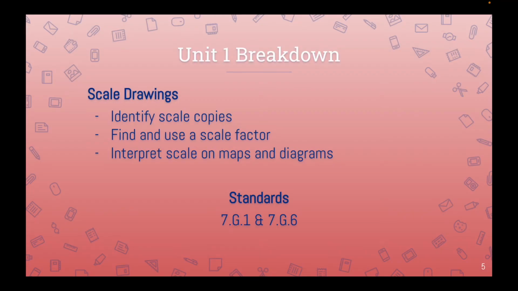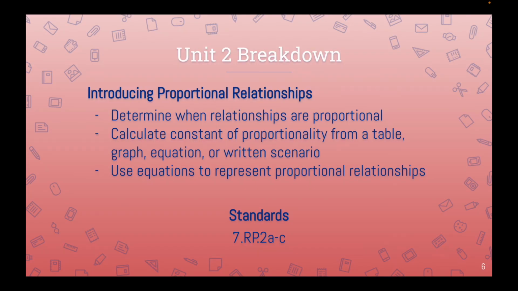Here are our unit breakdowns. Unit 1 is about scale drawings. Students will identify scale copies, find and use a scale factor, and interpret scale on maps and diagrams. This addresses Geometry Standards 1 and 6. Unit 2 is about introducing proportional relationships, determining when relationships are proportional, calculating constants of proportionality from a table, graph, equation, or written scenario, and using equations to represent proportional relationships. This addresses our standards RP2 A through C.